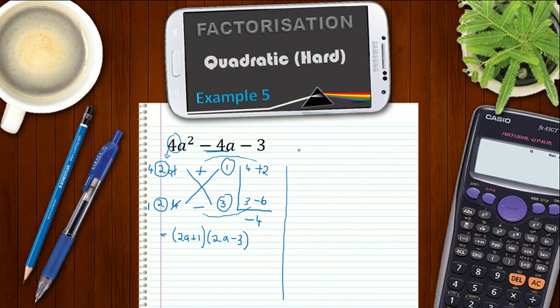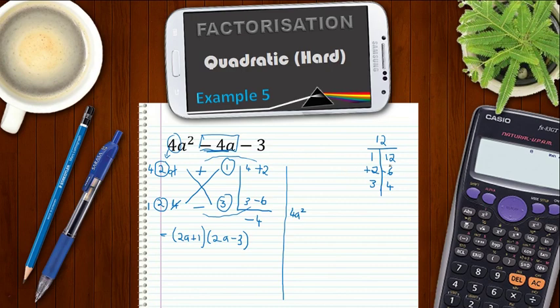Second method is we take the 4 and the 3, we multiply together. So 4 times 3 gives us 12. And then we list the factors of 12. We say 1 times 12, 2 times 6, 3 times 4. And then we need to break this minus 4 up into one of these sets. So minus 4 can be plus 2 minus 6. So what I'm going to do is rewrite this as 4a squared, and I'm going to break this thing up into plus 2a minus 6a.